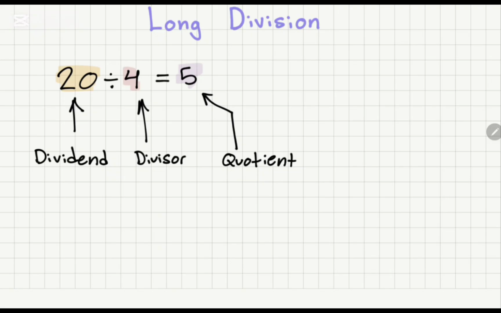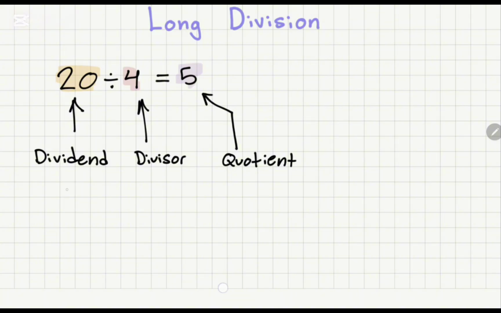So just like in addition, your answer is called the sum. In subtraction, it's called the difference. In division, your answer is called the quotient. Your divisor is the number that you're dividing another number by, and your 20 is the number that you want to divide. But there's actually one more term.